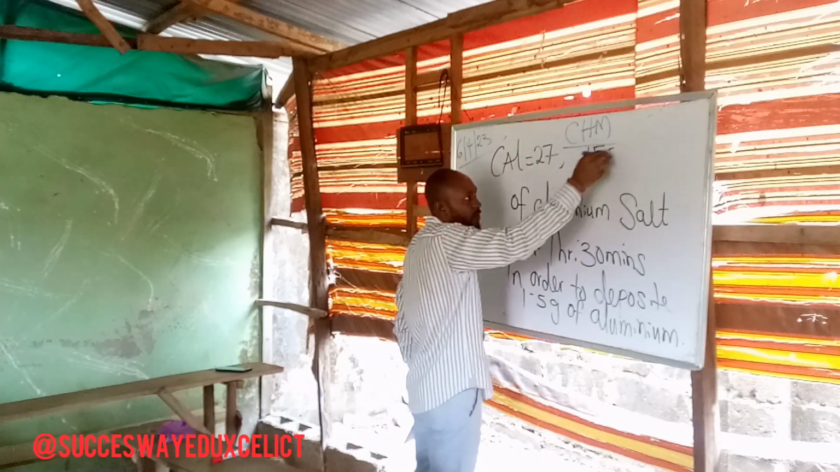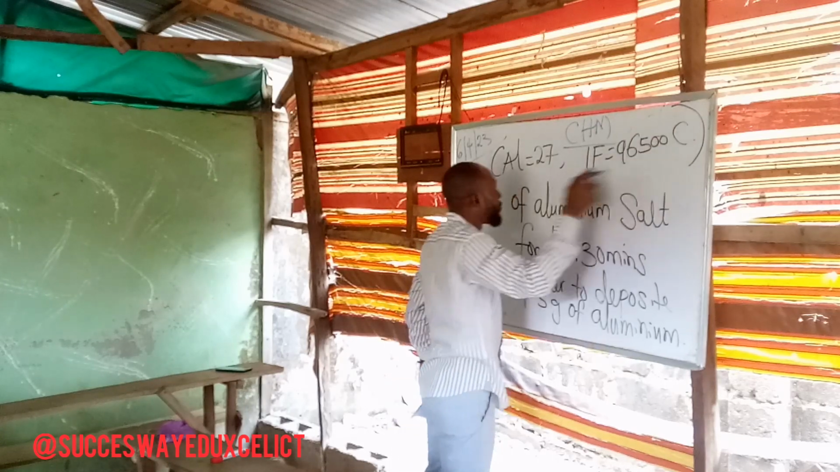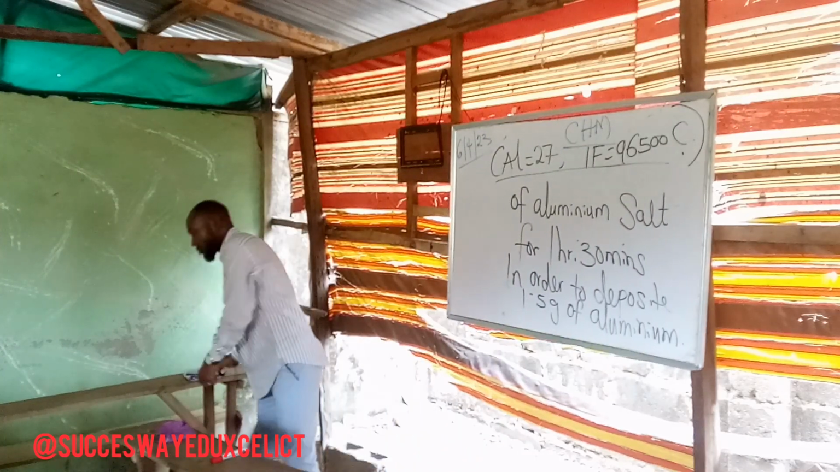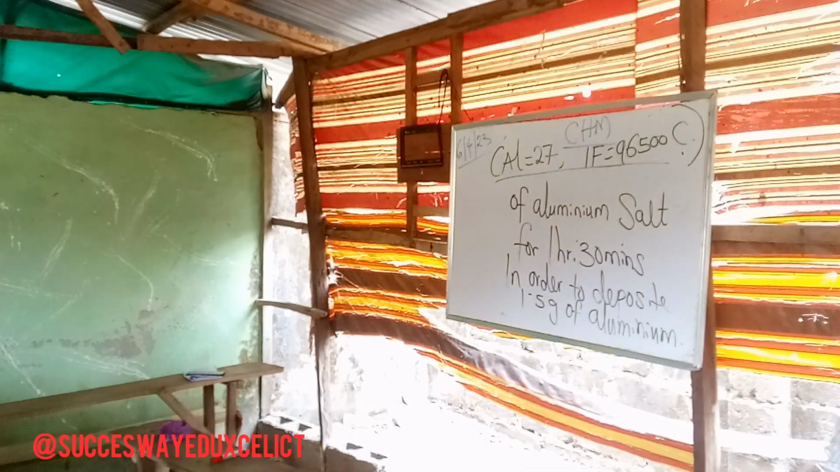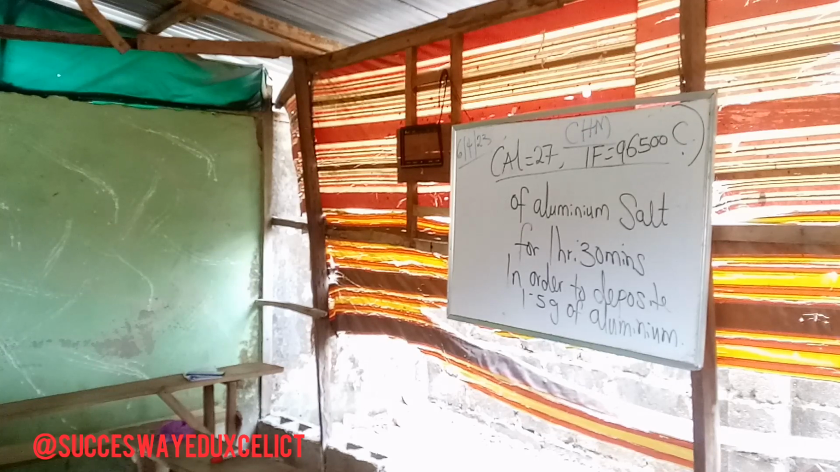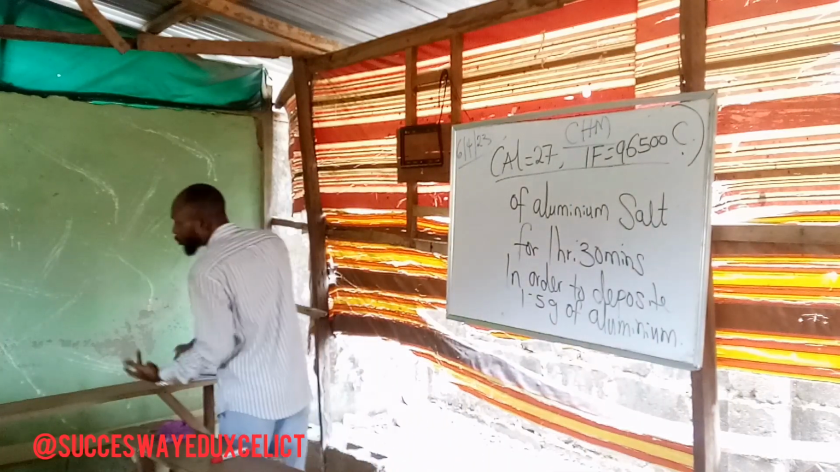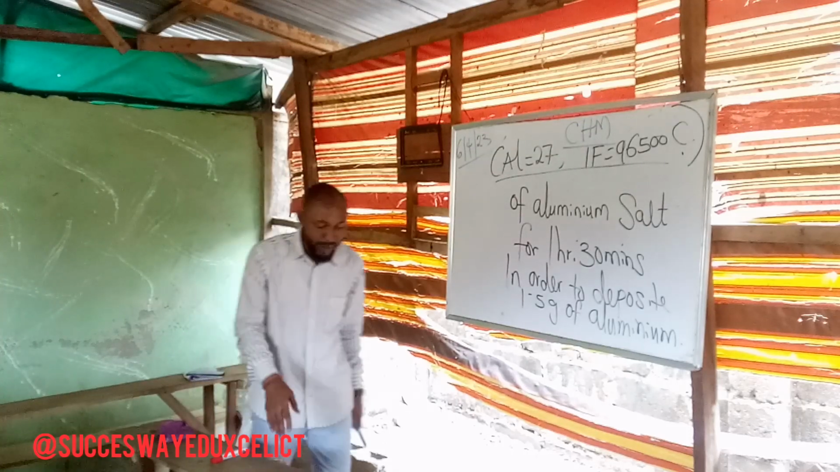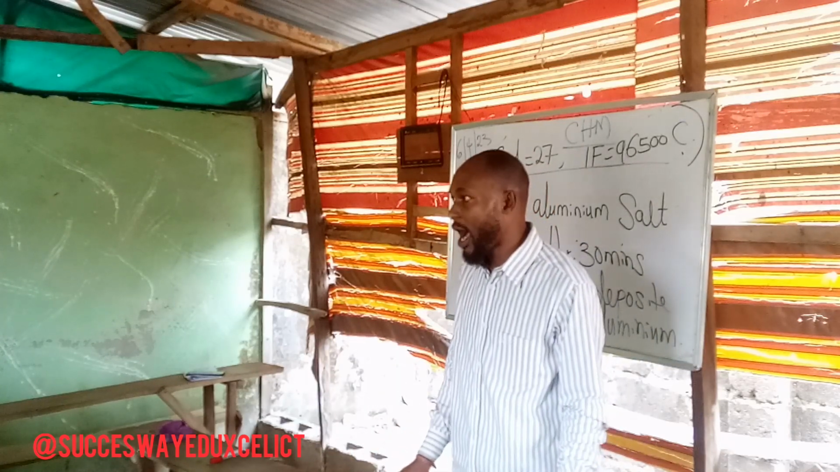As usual, they gave us 1 Faraday to be 96,500 coulombs. This happens to be your formula box. You are asked to calculate the current. Most times you might be asked to calculate the mass. On the other hand, you can be asked to calculate current. Sometimes you might also be asked to calculate time, number of moles, and so on. All these parameters should not be left out. You might be asked to calculate any of the parameters I have mentioned.